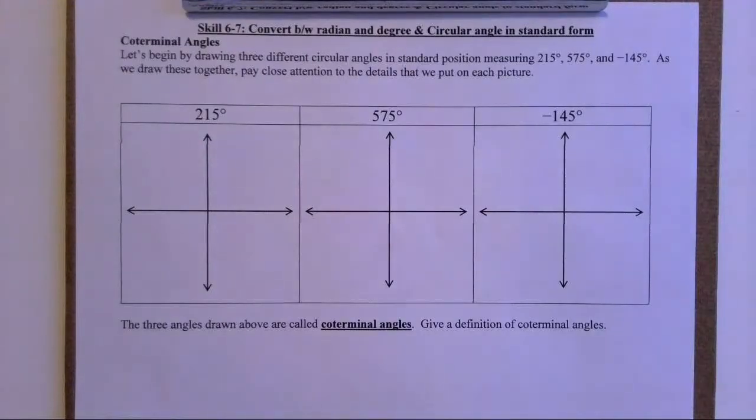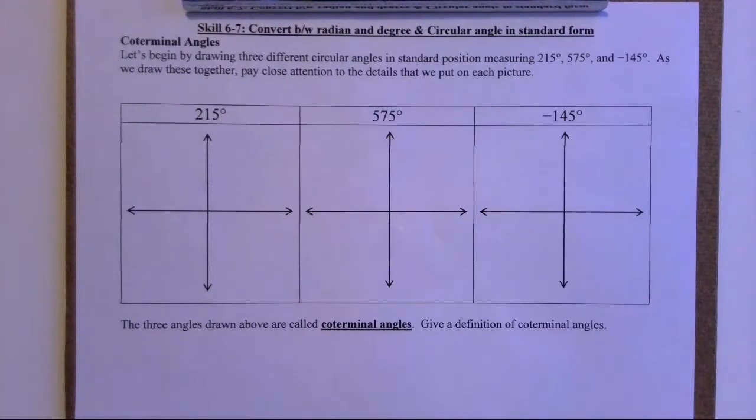All right, scholars, today we are doing skills 6 and 7 and learning something a little different. In the past, we've been talking about triangles. Today we're going to learn about angles, lots and lots of different angles and different measurements. First, let's begin by drawing 3 different circular angles in standard position measuring 215, 575, and -140 degrees.